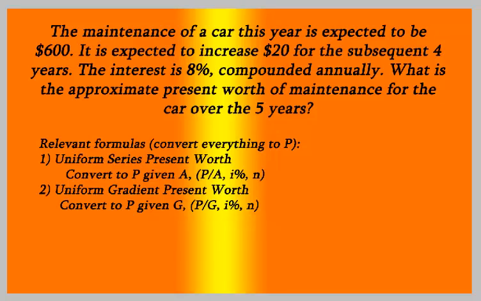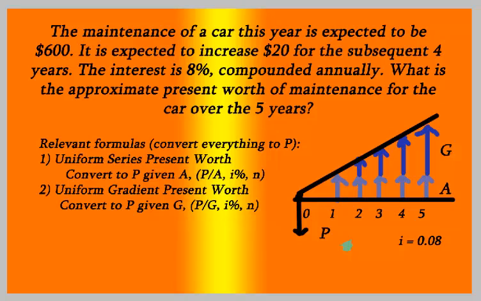you would get this. This is how it would look combined. So you notice over here is your A, where it's going to be the same, but then on top of that you get your G, which increases your total payment per year. There's your P down here, and here's your I equals 8%.